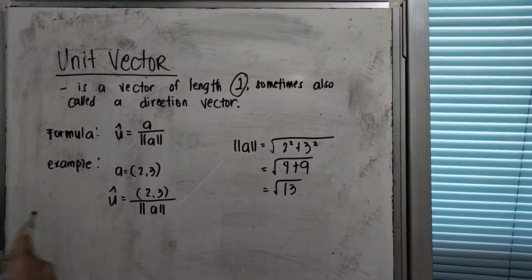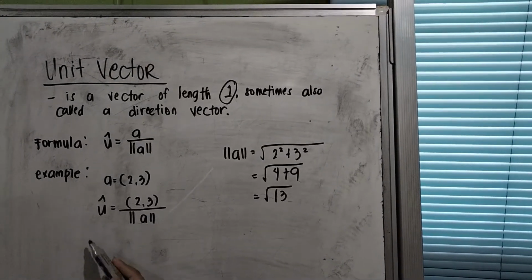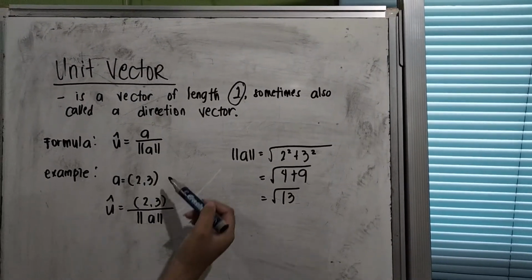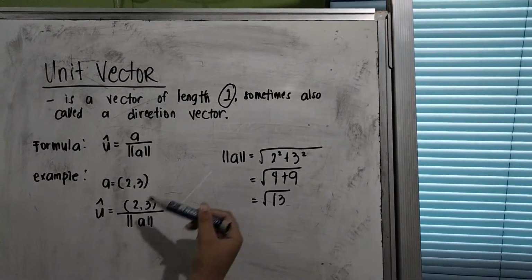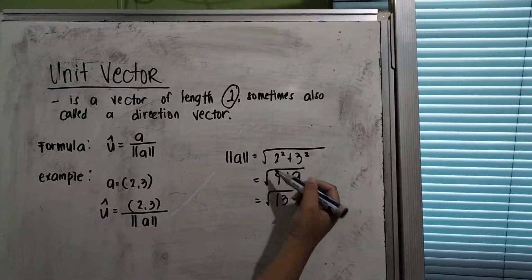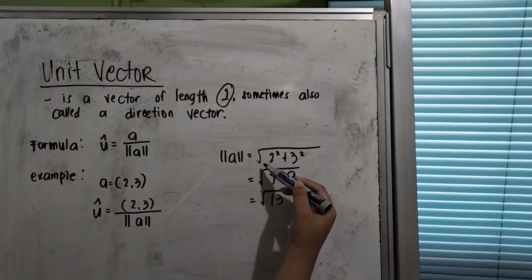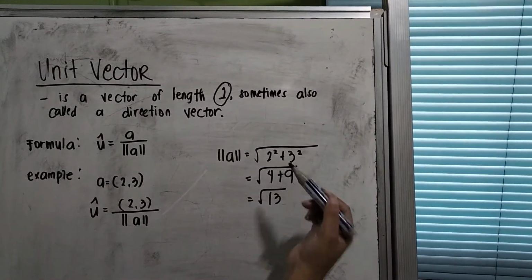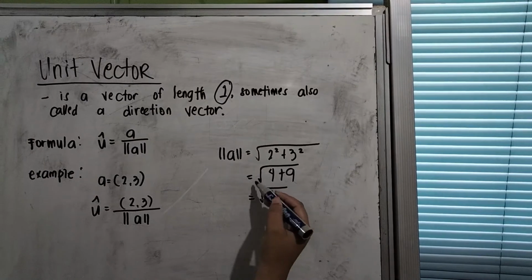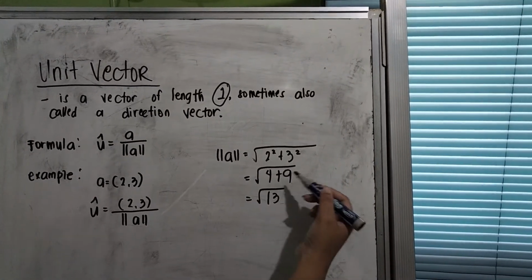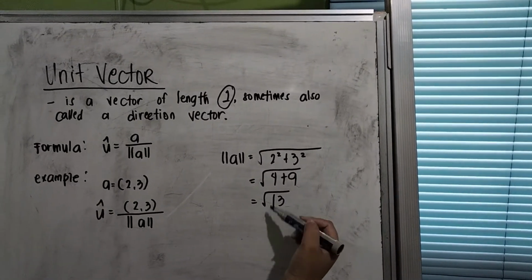So, example, A is equals to 2 and 3. So, yung A natin ay 2 and 3. And using the formula, isa-substitute natin yung 2 and 3 sa A. Para makuha yung magnitude of A, ima-magnitude natin yung 2 and 3. So, using Pythagorean theorem. So, as magnitude of A is equals to square root of 2 raised to 2 plus 3 raised to 2. So, equals to square root of 2 times 2, 4 plus 3 times 3, 9 equals 4 plus 9 is 13, square root of 13.